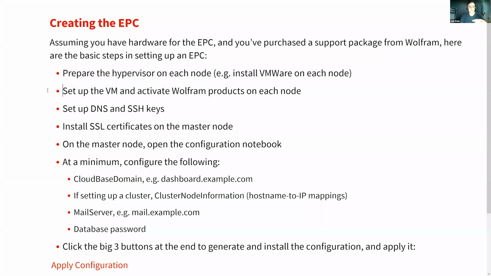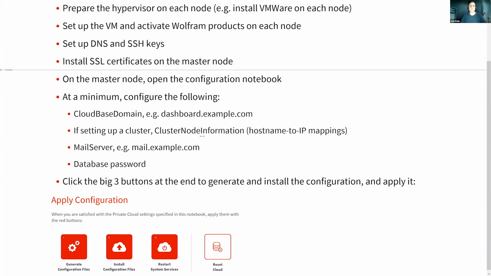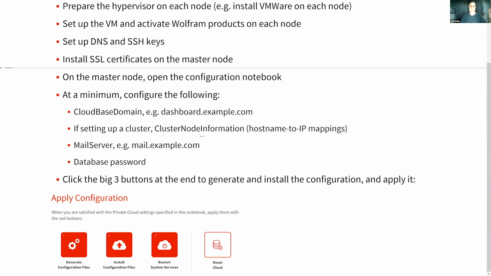Set up DNS and SSH keys, get an SSL certificate because it's a web server. Open the configuration notebook and tell it what it is. It's dashboard.example.com. Tell it about a mail server, select a database password, and then you get to the end, the 3 big red buttons that generate config files, install them on the system, and restart everything, and then you're off to the races, and you've got a cloud.